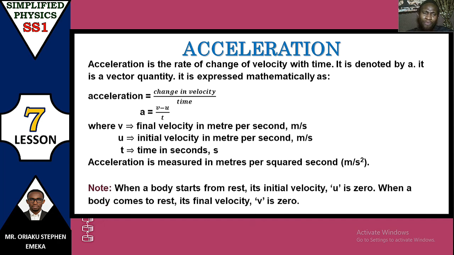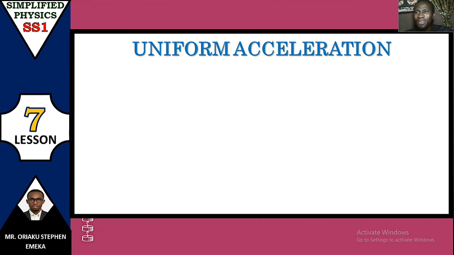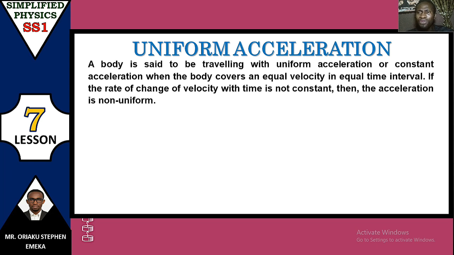Now note, when a body starts from rest, its initial velocity is 0, and when the body comes to rest, its final velocity is also 0. Okay, now let's talk about uniform acceleration. When do we say that an acceleration is uniform? A body is said to be traveling with uniform acceleration or constant acceleration when the body covers an equal change in velocity in an equal time interval. So that is to say, the way it was changing its velocity is constant for a time interval. If the rate of change of velocity with time is not constant, it means that the acceleration is non-uniform.